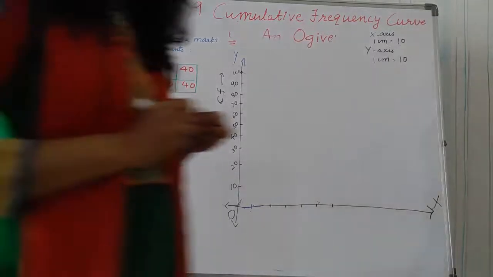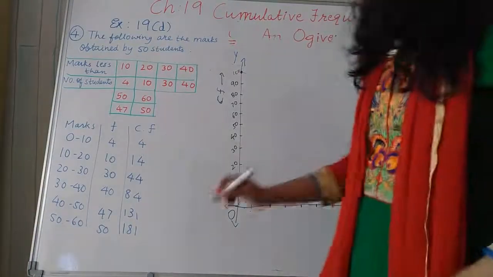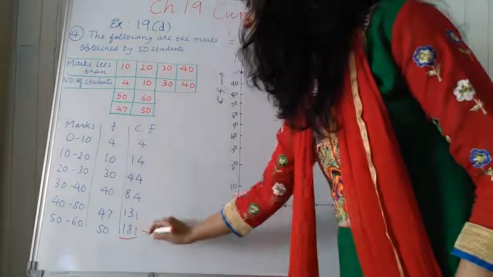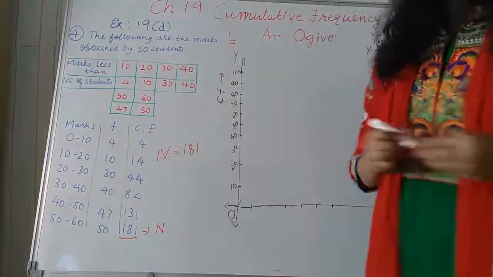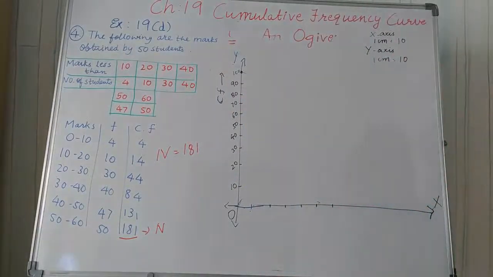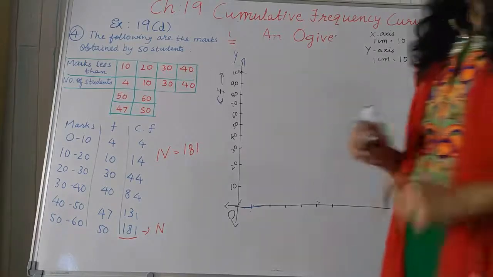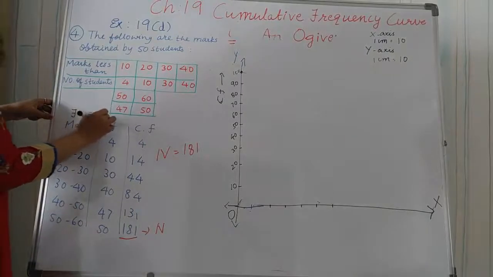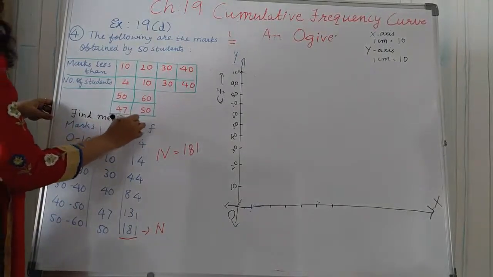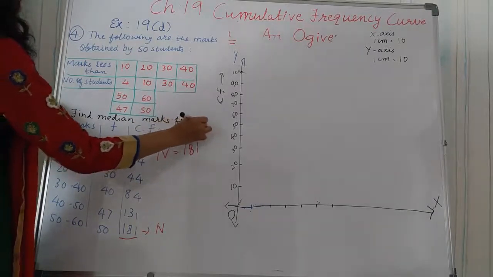So students, now I will explain to you how to draw the ogive and how to draw the median from it. So this is our n value. n we found here is 181. The question here is: draw an ogive and find the median marks from it.